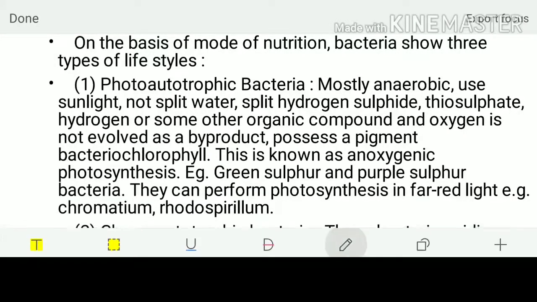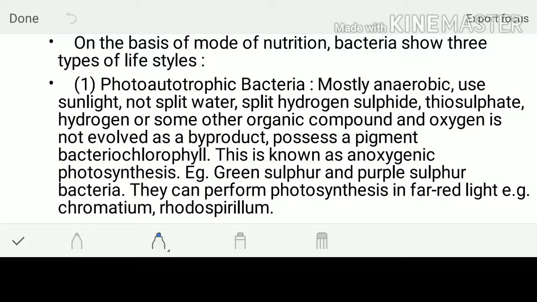On the basis of their mode of nutrition, there will be three types of lifestyles. The first one we are dealing with is called photoautotrophic bacteria. The photoautotrophic bacteria are anaerobic. They use sunlight, but they do not split water, rather they split hydrogen sulfide.